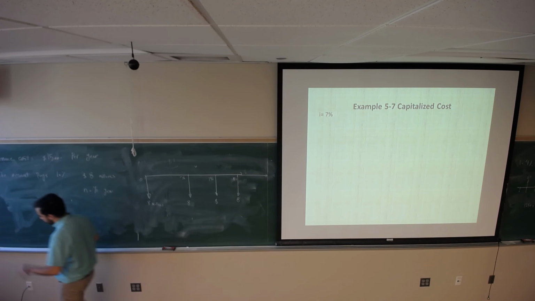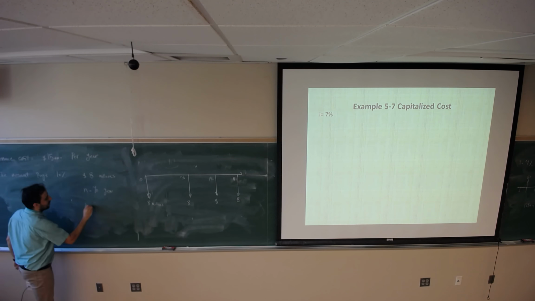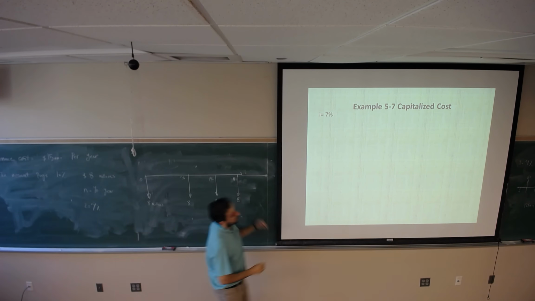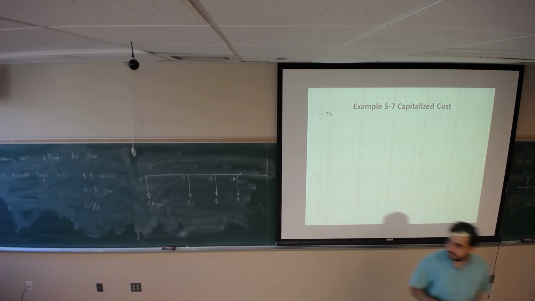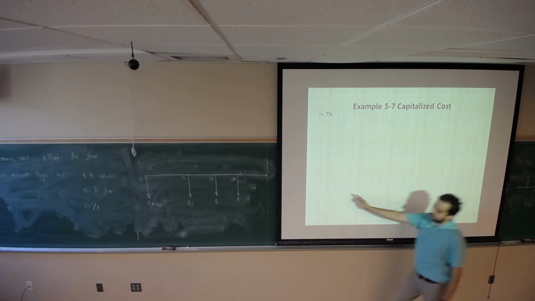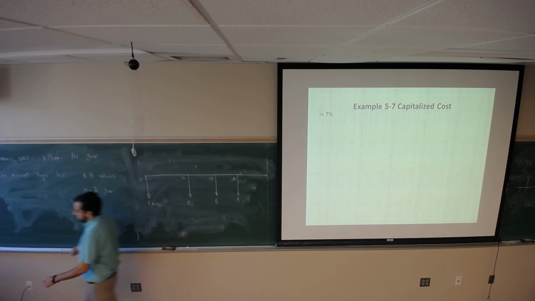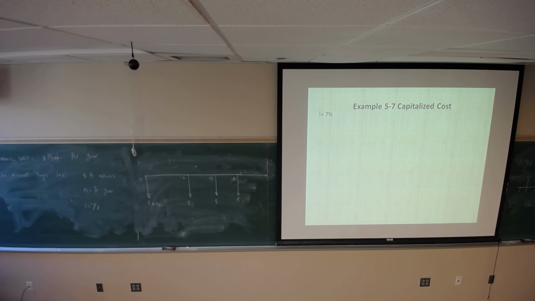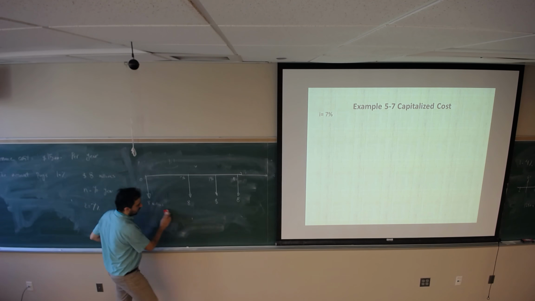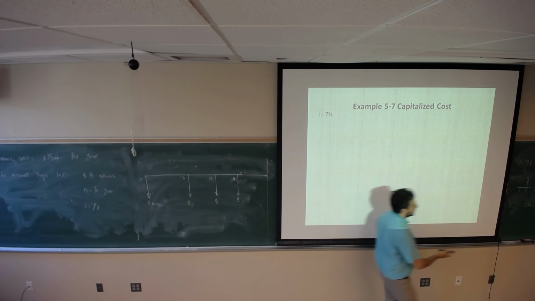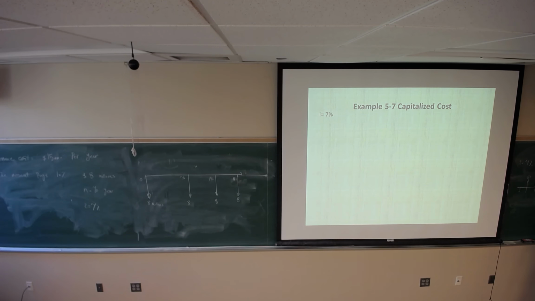The question is, if there is an account which pays an interest rate of 7%, they can get the benefit of 7% from the account. How much money should they set aside to cover the construction cost for this pipeline? Or how much would be the capitalized cost to cover the construction of the pipeline indefinitely?